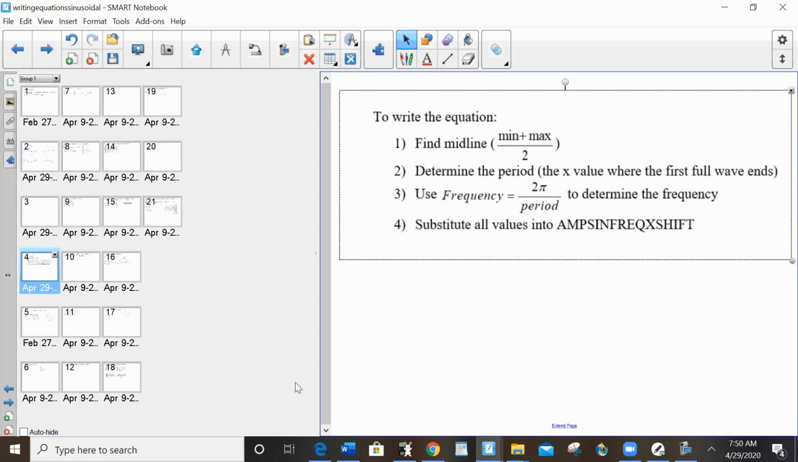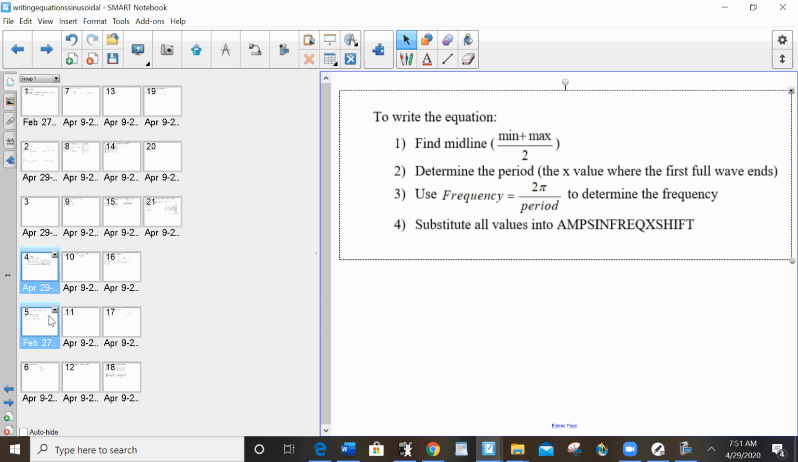We have some steps that we're going to follow. It's very similar to what we did in the other direction, but slightly different. There's this one new little formula. The midline is going to be the min plus max over 2. Other than that, it's really the same type of thing, and we'll refer to these steps as we go through some examples.